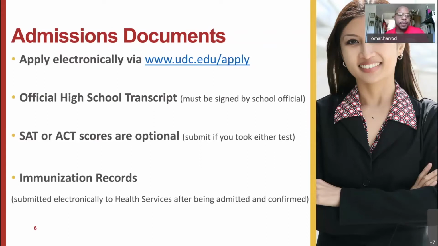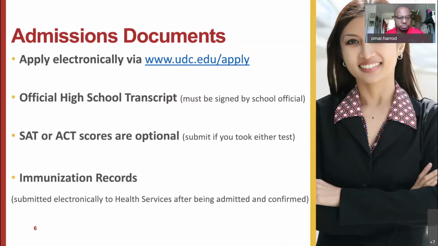Again, as I mentioned earlier, SAT or ACT scores are optional. But if you took it, please go ahead and submit your test scores. And then once you've been admitted to the university, confirming that you're going to be part of the Firebird family, you'll need to submit your shot records, your immunization records, to our health service office, because we want to make sure everybody is where they need to be as it relates to their health. It's pretty simple and straightforward, and we'll talk about how to actually submit these documents.